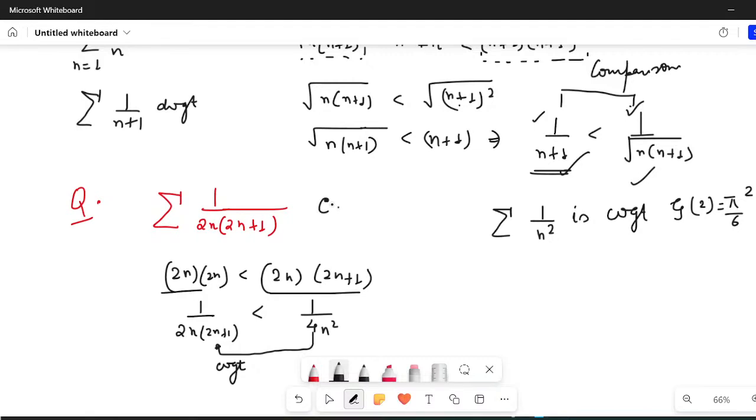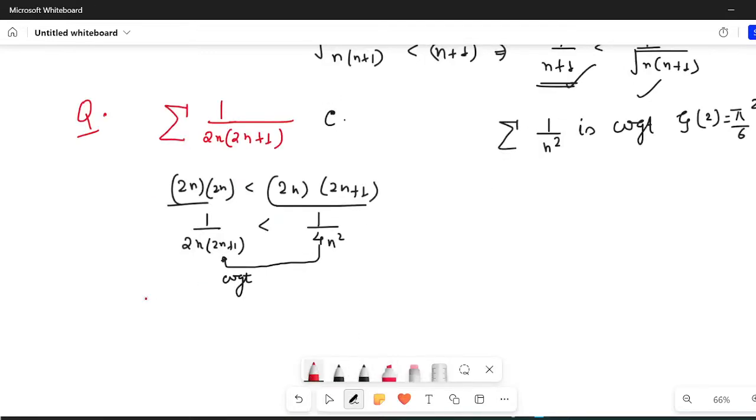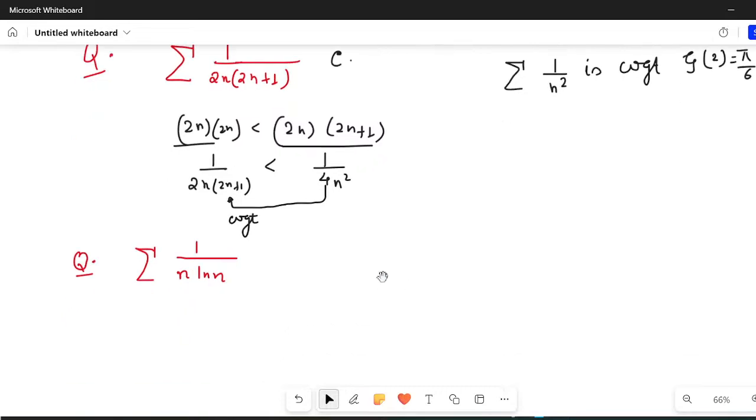Now try to do this question that I'm giving to you. What do you think about this question? Summation 1 upon n ln n. What do you think about this particular series? Whether it is a convergent series or a divergent series?